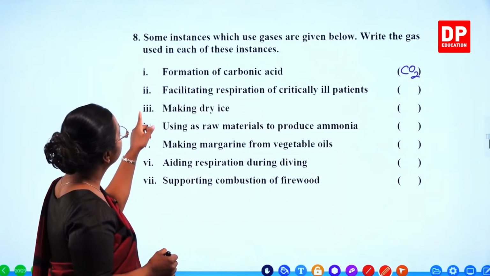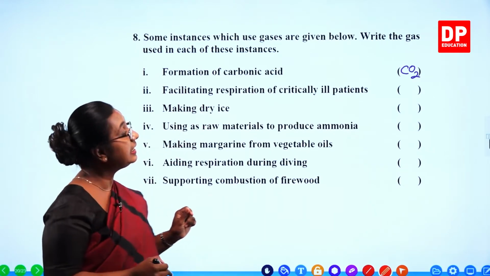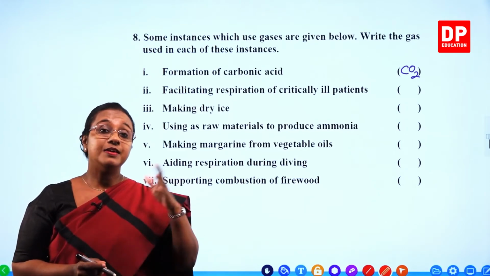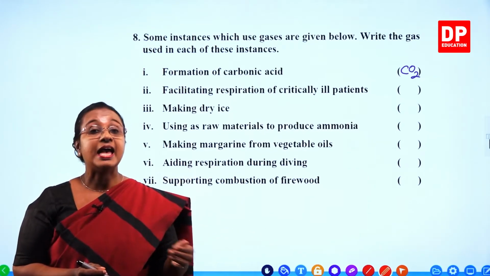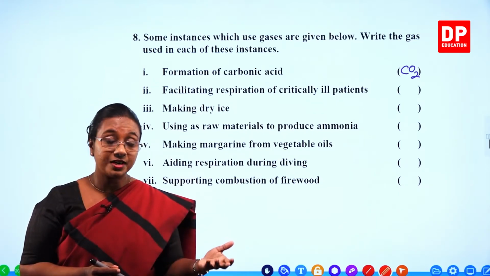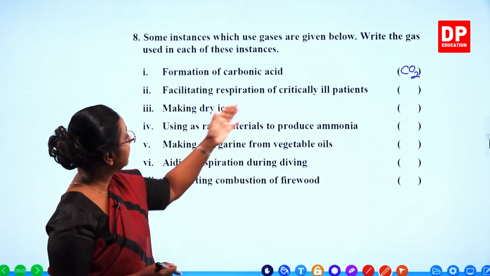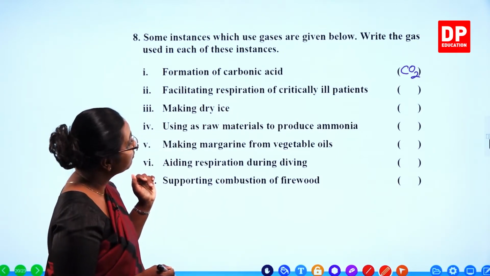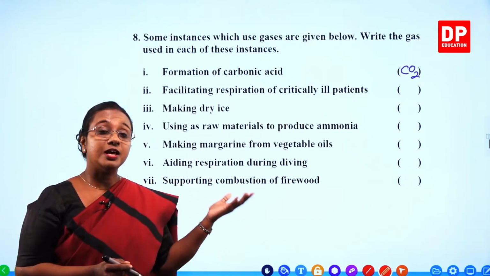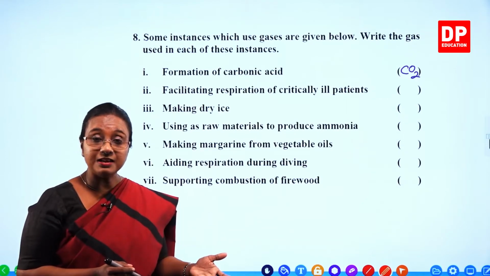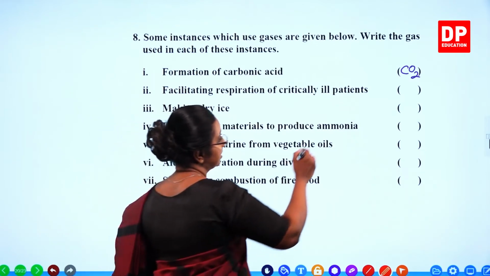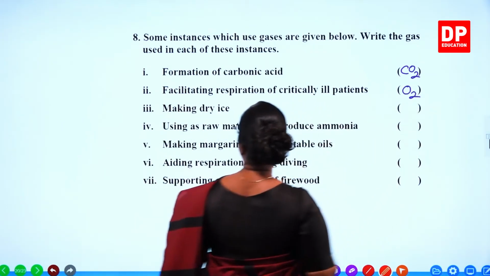Then the second one, facilitating respiration of critically ill patients. Normally you all know we need oxygen for breathing. We can fill them into cylinders, and these oxygen cylinders are used by many people for different purposes. One of them being facilitating respiration of critically ill patients. In addition to that, you can remember students, if they go for mountain climbing, deep sea diving or space travel, then also they use these oxygen cylinders. So here it is O2 gas.